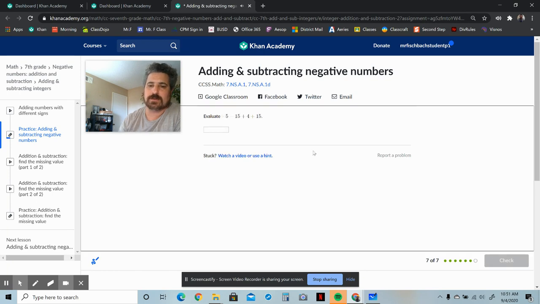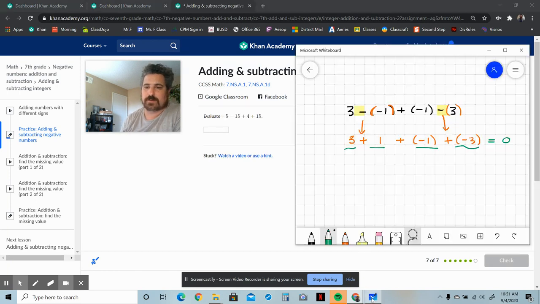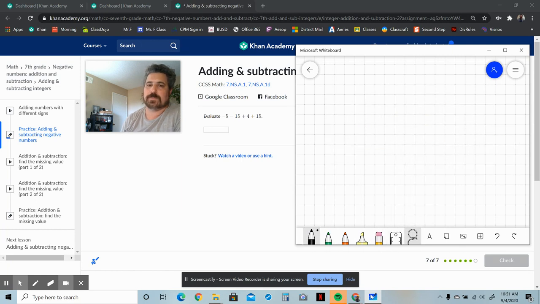And last but not least here, we have a new problem. This problem is, erase this stuff, negative 5 minus 15 plus 4 plus 15. Okay, now I'm looking at this and I see minus 15 plus 15. I'm thinking that's going to cancel out. It will, of course. But I want to show you the process. So this is a negative 5. Because it's a lead value, we can just call it a negative, not a subtraction. So this is negative 5.